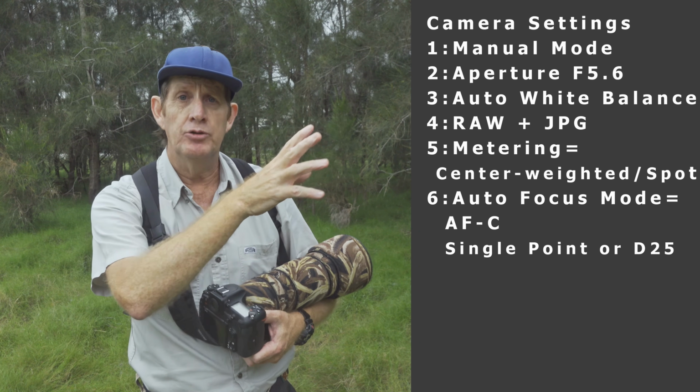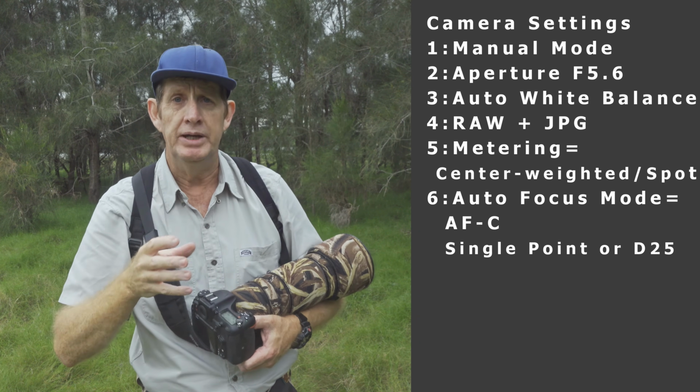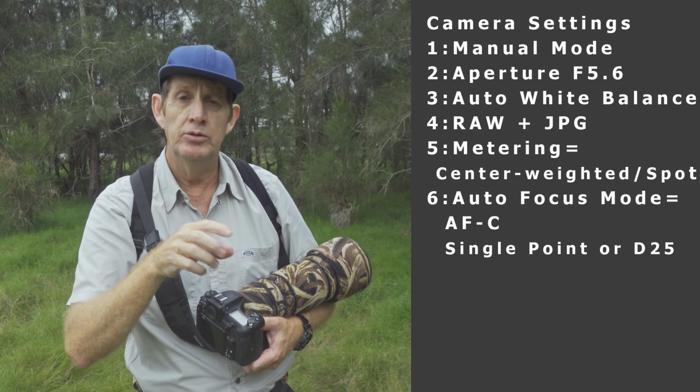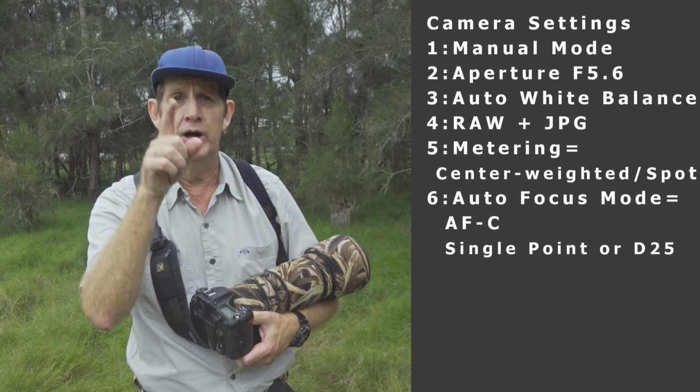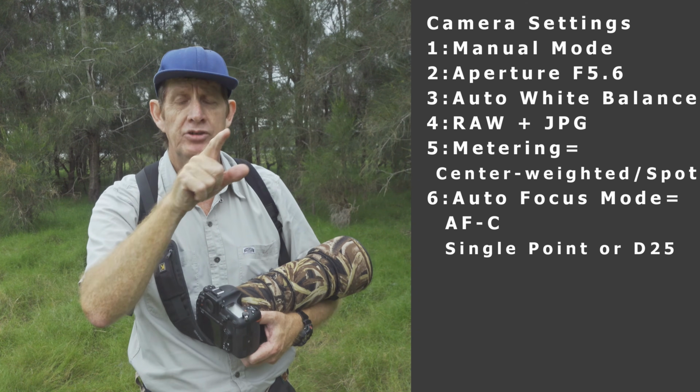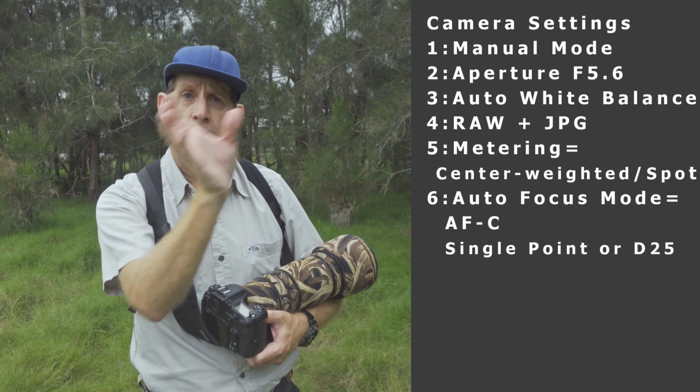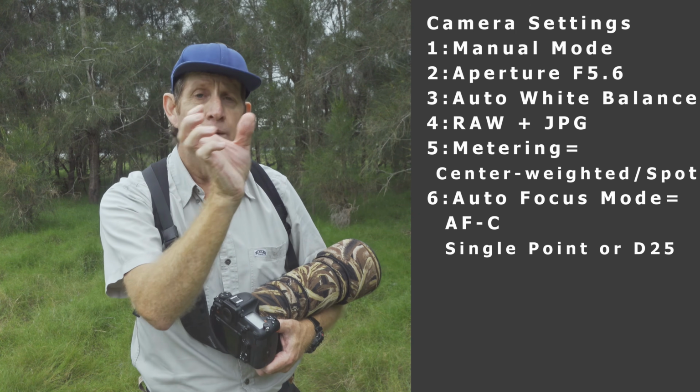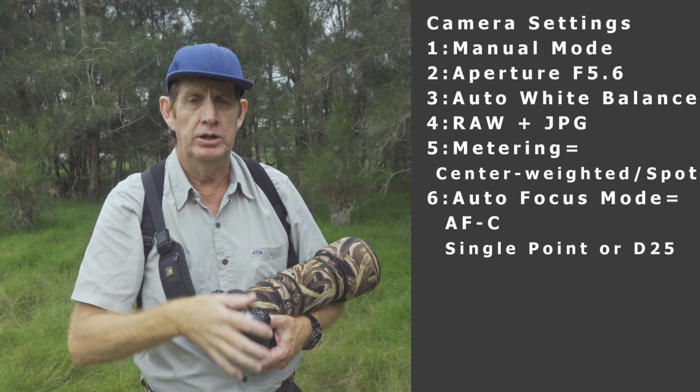But if I'm photographing an osprey and it's coming towards me, I don't want to miss that shot, so I will shoot at D25. So I've got a couple of points around the center point where if I'm just slightly out, the camera will still focus on the osprey, so I'm not going to miss a shot.